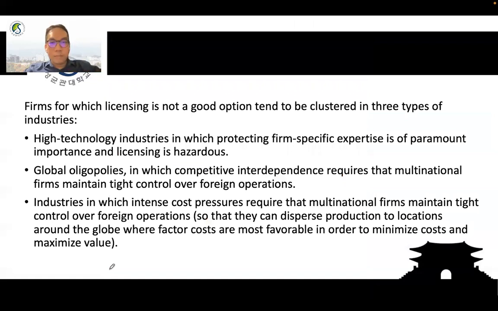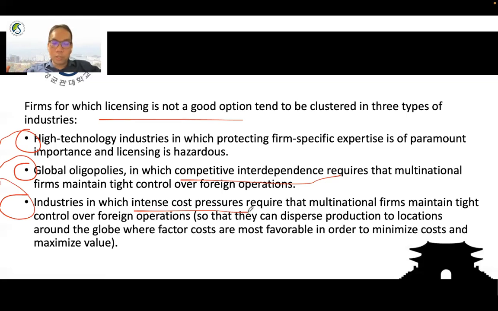And again, licensing might not be a good option in high-tech industries, because you want to protect the patent, or in global oligopolies. You have competitive interdependence. So we need to be very tight because you have some big competitors, like in an oligopolistic industry. So it's necessary that you have tight control over your foreign operations. So it's better to choose FDI rather than licensing. And also intense cost pressure. So we have to be highly efficient, then we have to maintain strong coordination and control, also vertically from the suppliers to the distribution channel.